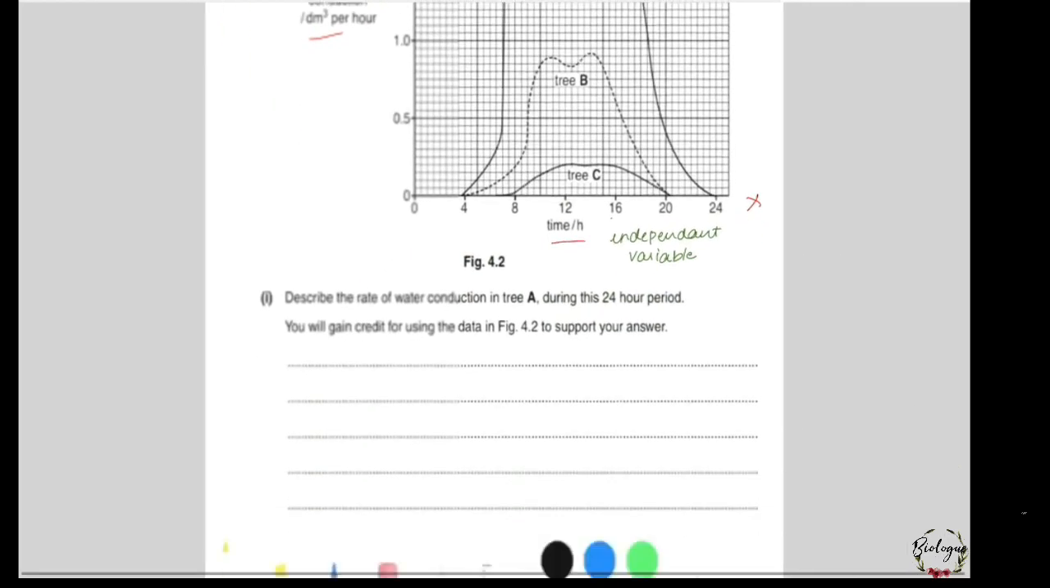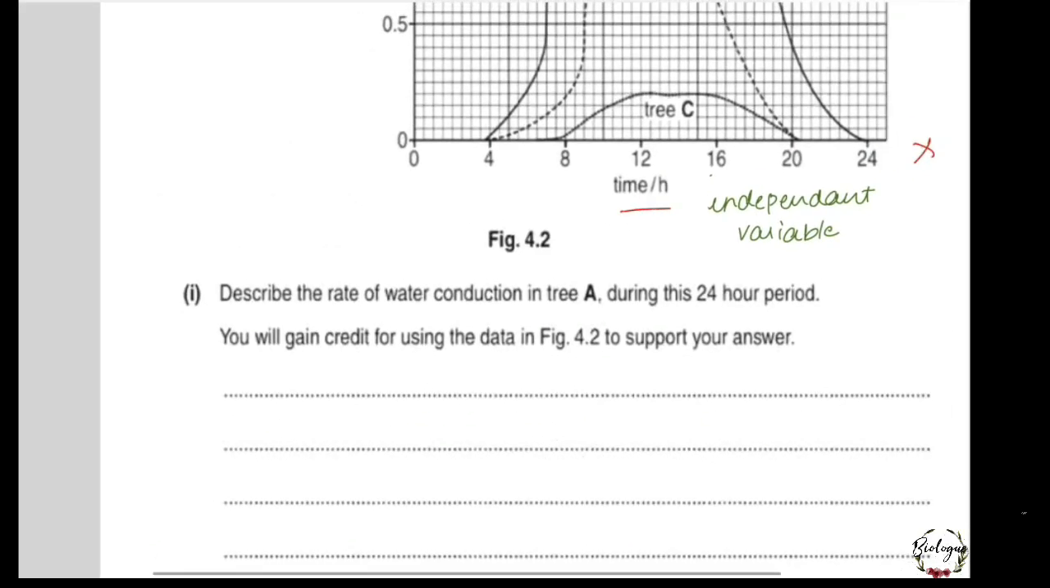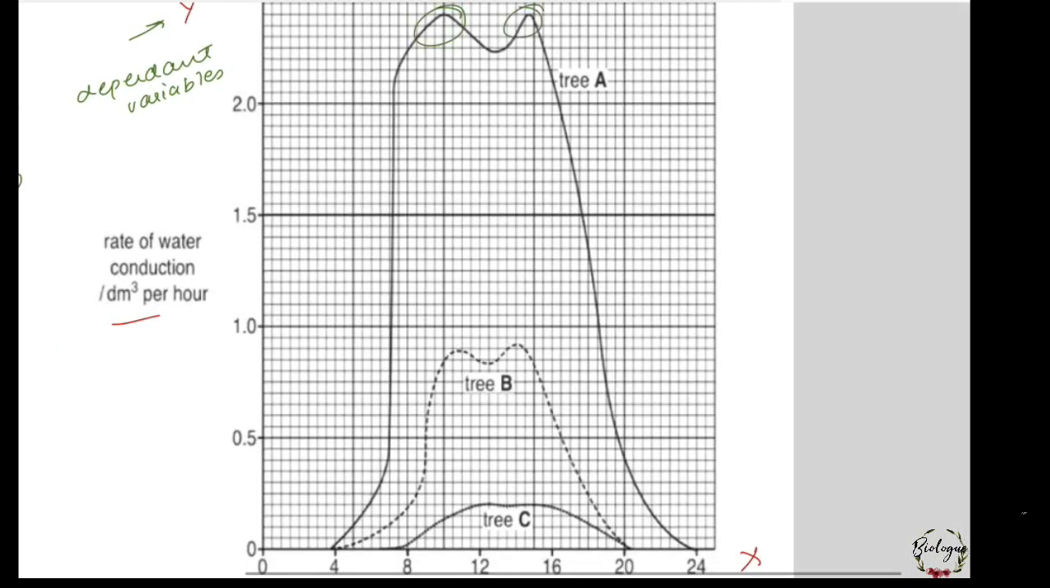Alright, now the question asks you to describe the rate of water conduction in tree A using this 24-hour period. Now firstly, in the case of a graph question, you should first of all identify any patterns. If you're able to see a peak, for example, that is one very prominent pattern. You're able to see peaks like so. That's the first prominent thing you should look at, so I will write that first.